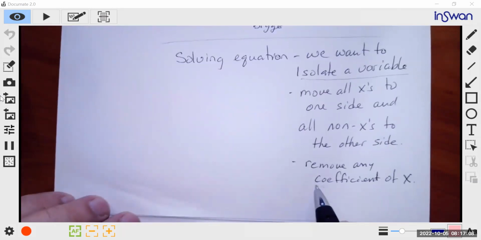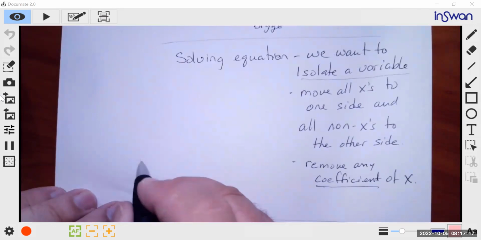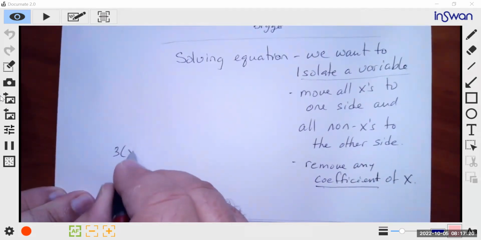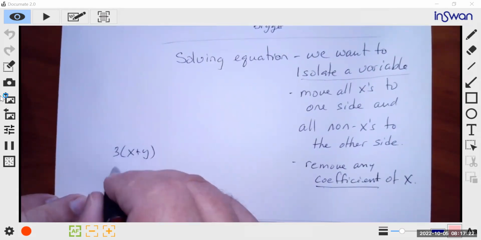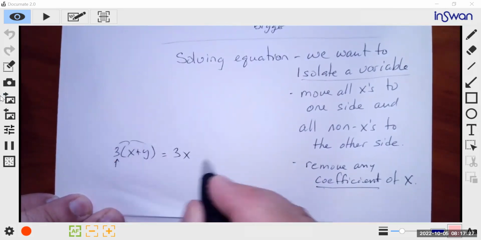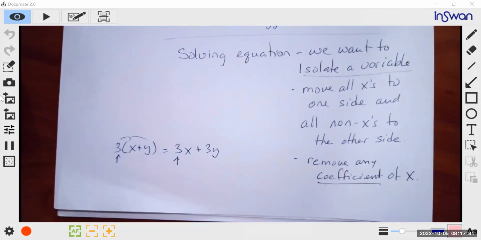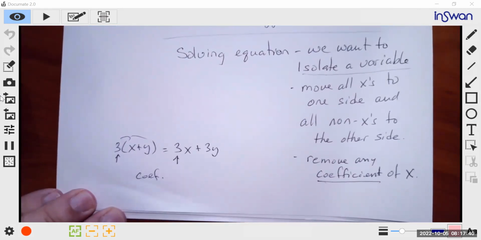What is a coefficient? Is it outside the parentheses, or where? You're right, if I had this, this is a coefficient. But if I distribute this, this is also a coefficient, the number in front of the variable. So yes, it's in front of the parentheses, but it's also the number in front of a variable. These are coefficients.